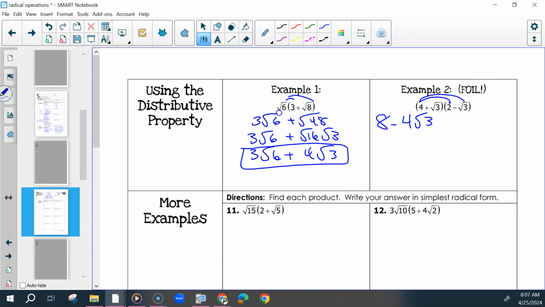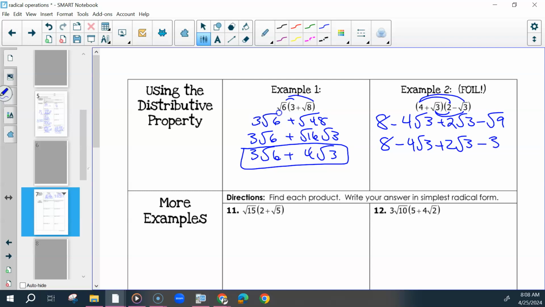The 3 stays inside. And then root 3 times 2, 2 root 3. And then root 3 times negative root 3. Multiply. Negative root 9. Okay. So then we're going to simplify the square root of 9 and combine like that. So let's do that first. 8. I'll leave this. You could combine this now, but I'm just going to leave it.